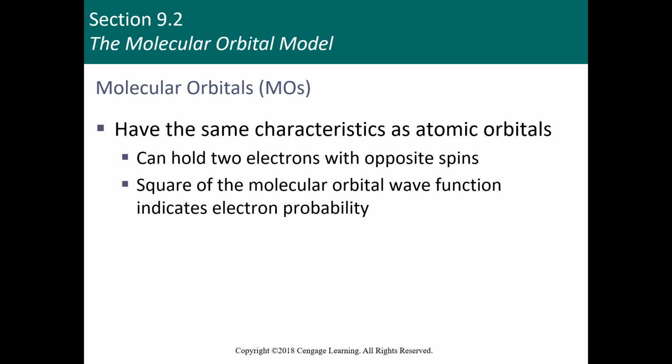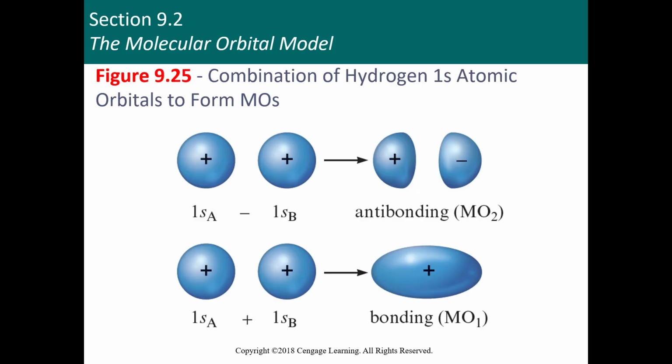The orbitals for molecules are going to have the same characteristics as atomic orbitals. Again, these orbitals are going to hold 2 electrons with opposite spins. They have to be opposite spins. It can hold up to 2 electrons for a molecular orbital. The square of the molecular orbital wave function is again going to be the electron probability. So what we're really looking at is not containers. We're looking at the probability of finding these electrons in a certain space. And again, that will be exactly like it was for atomic orbitals.